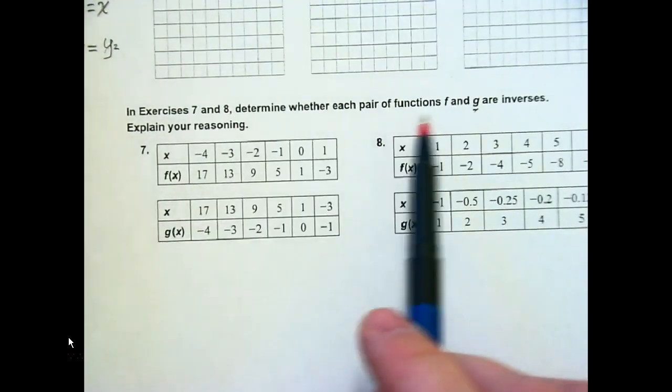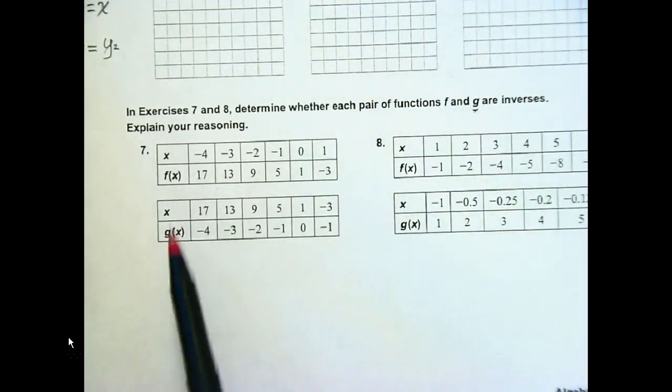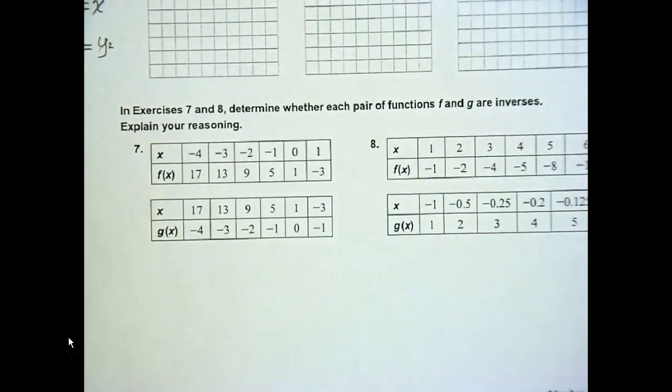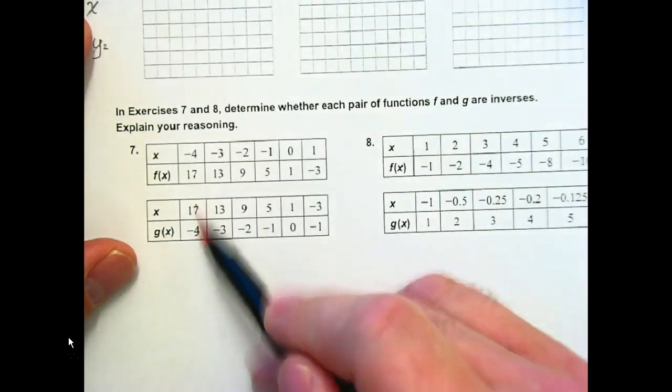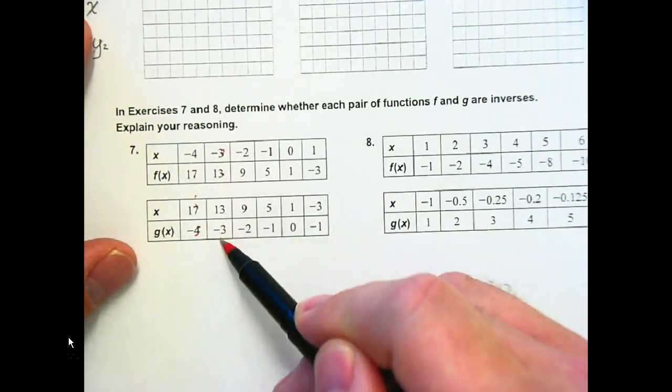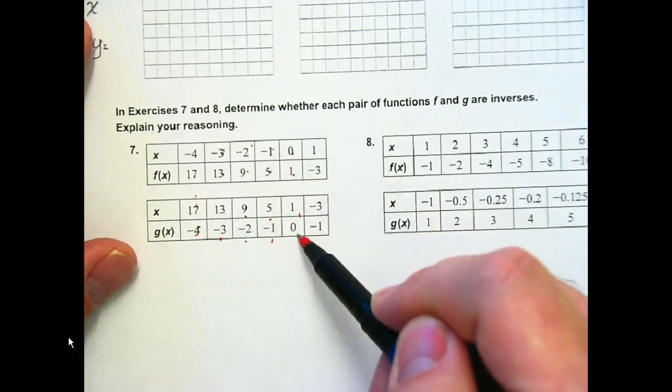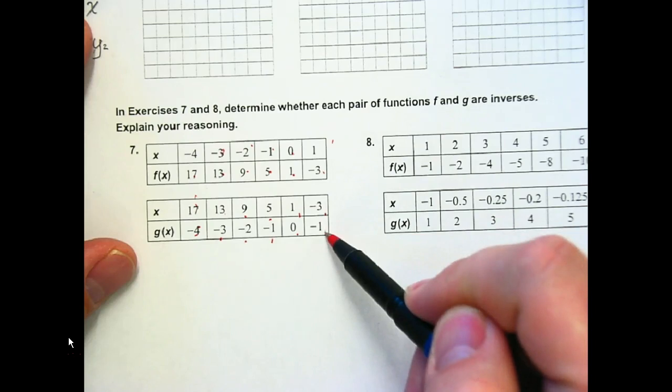Yeah. Last piece, number 7. Determine whether each pair of functions, f and g, so this and this, are inverses. Tell your neighbor how you know a function is an inverse of another. The points are not opposites. They're switched. They're transposed. So -4 and 17, did they switch? Did they switch here? Did they switch here? Did they switch here? Are these inverses? No. Wait, no. Why?